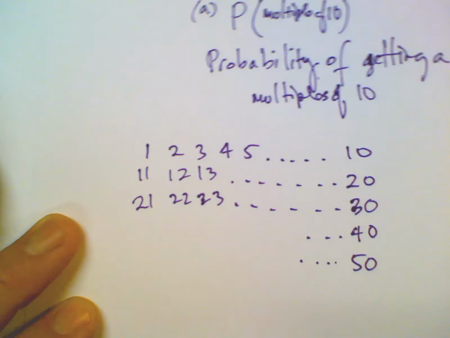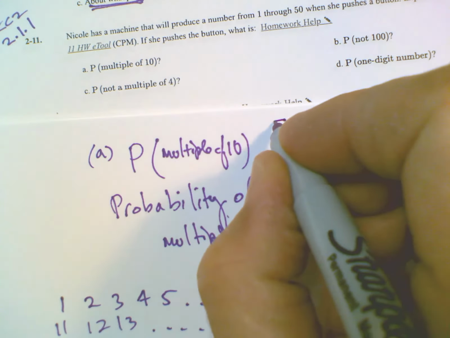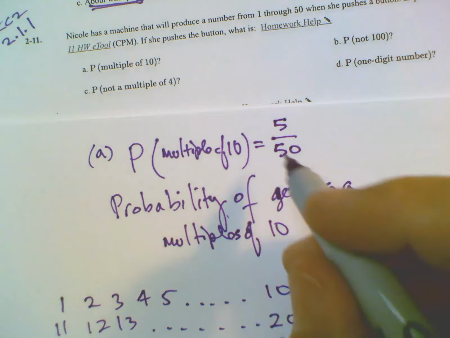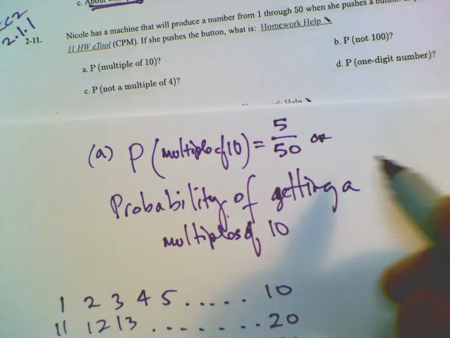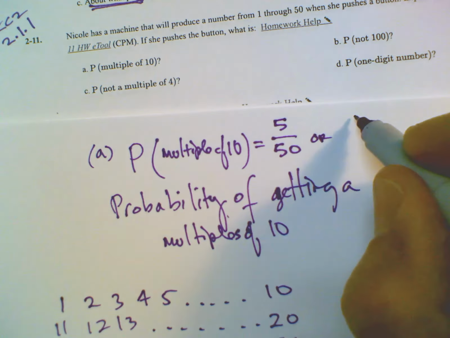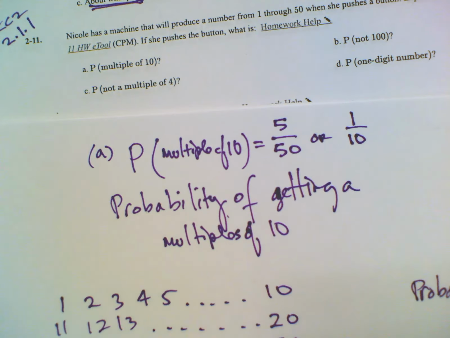What are the total? How many possible total numbers are there? Well, there's 50. So my probability for this problem would be 5 over 50. And then you can always simplify probabilities just like fractions. So this divides 5 top and bottom to be 1/10. So 1/10 or 5/50. That's the probability of getting a multiple of 10. Okay, so hopefully that makes sense. So look at B now.